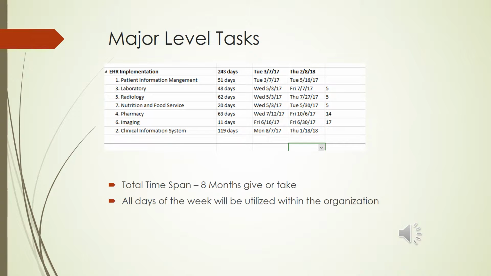To grasp the entirety of the scope of the implementation, Microsoft Project was used to outline the overall tasks that will be completed within an 8-month time span. The major tasks are noted as patient information management, laboratory, radiology, nutrition and food services, pharmacy, imaging, and lastly, clinical information systems. Essentially, the tasks noted are specifically numbered from start to finish, as the preceding tasks must be completed before the next can begin, hence the predecessors.